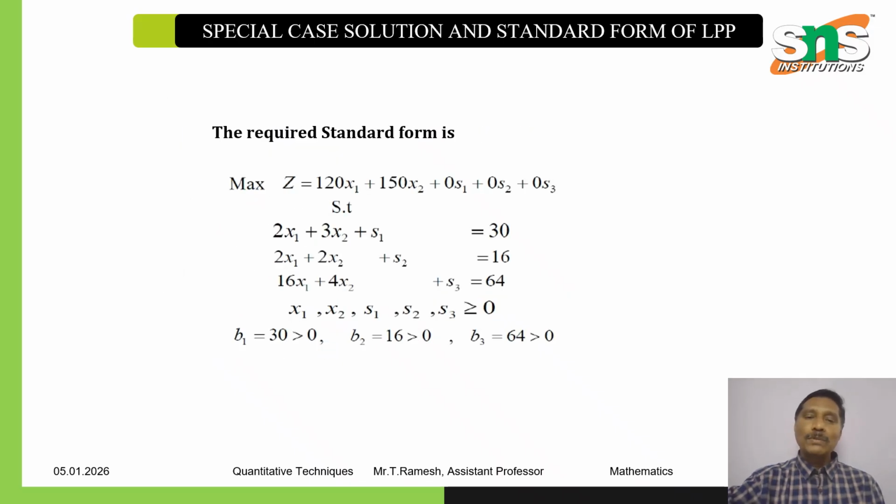Maximize 120x1 plus 150x2 plus 0s1 plus 0s2 plus 0s3, subject to the constraints 2x1 plus 3x2 plus slack s1, making it equal to 30. The second also adds slack s2 to make it 16. The third also adds slack s3 and is equal to 64. All the variables are non-negative, so x1, x2, s1, s2, s3 are greater than or equal to 0. Okay, so that is the standard form.